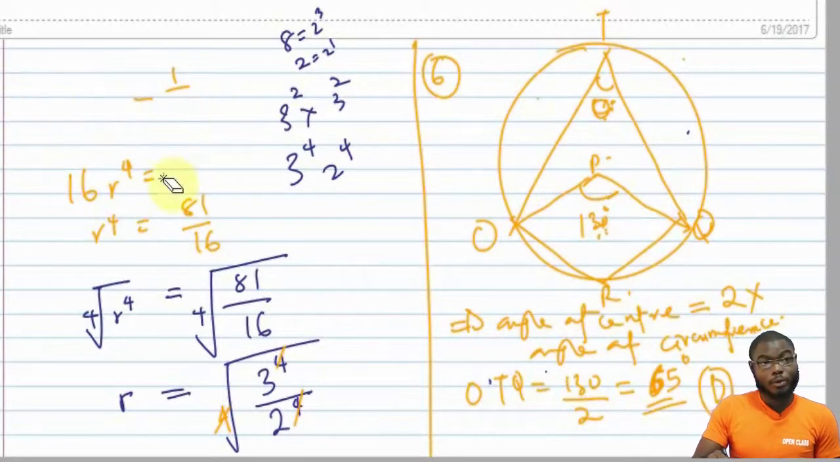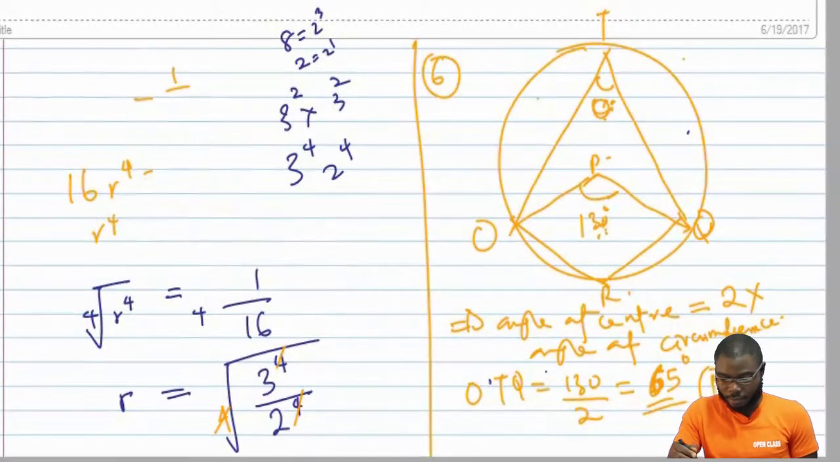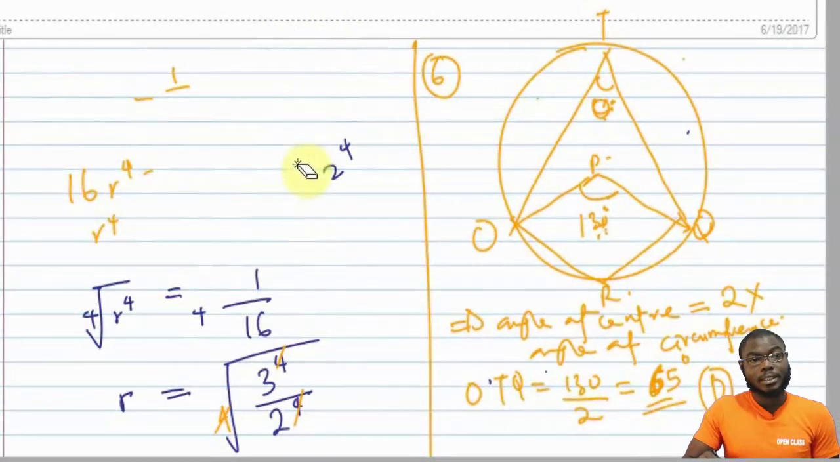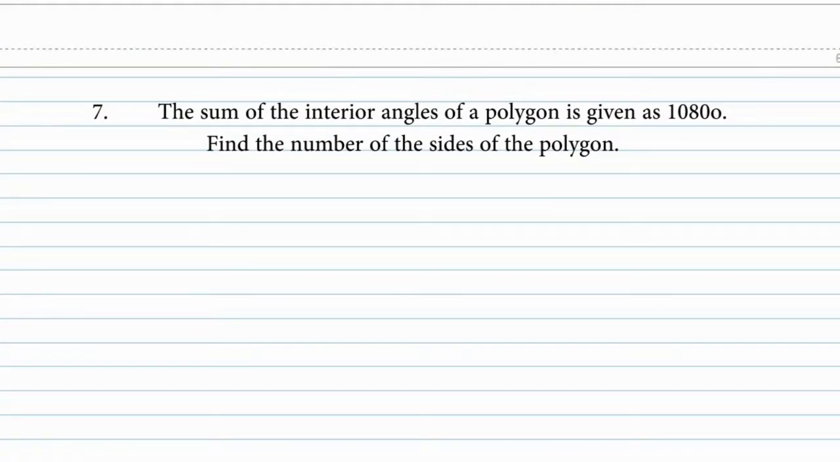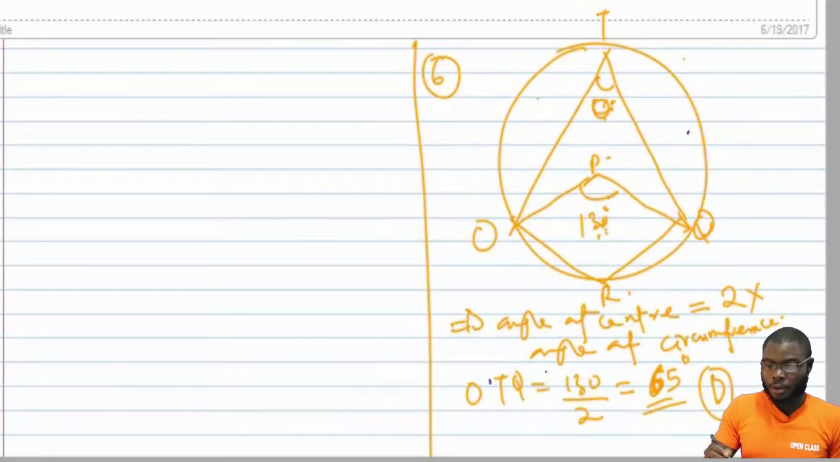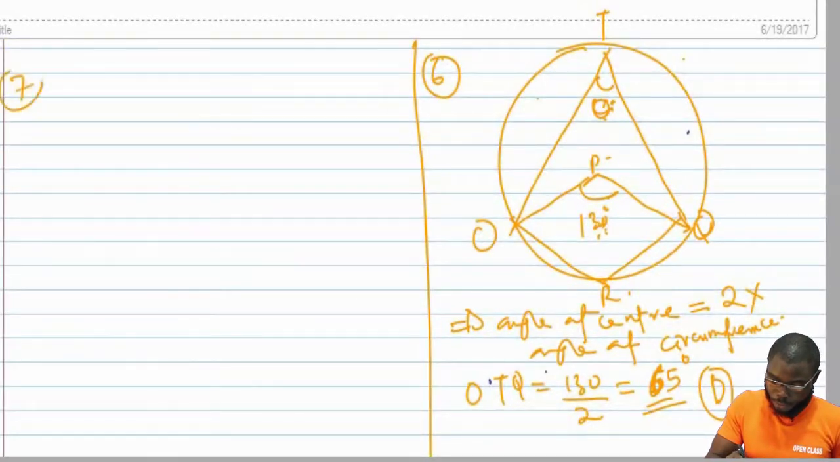The next question is question number 7. Question number 7 says the sum of interior angles of a polygon is given as 1080. Find the number of sides of the polygon. Okay, now this is under polygon. Question number 7 is based on polygon.